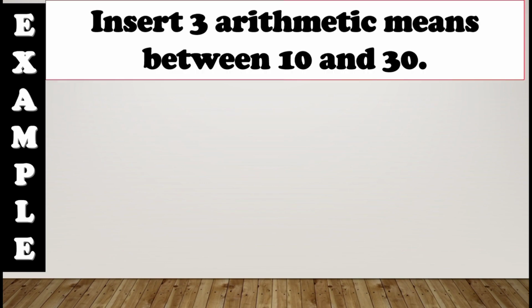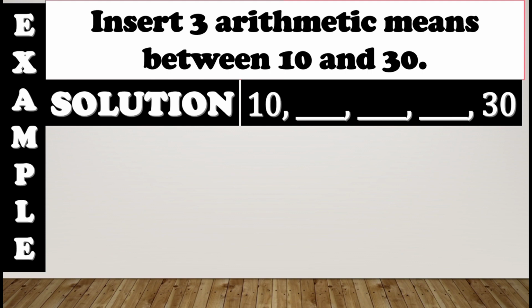Another example, insert 3 arithmetic means between 10 and 30. If we are to fill in arithmetic means of a sequence that is in odd terms, this would be the idea we need to remember. Just get the sum of first and last term, then divide it by 2. That means 10 plus 30 divided by 2, that is 40 divided by 2.